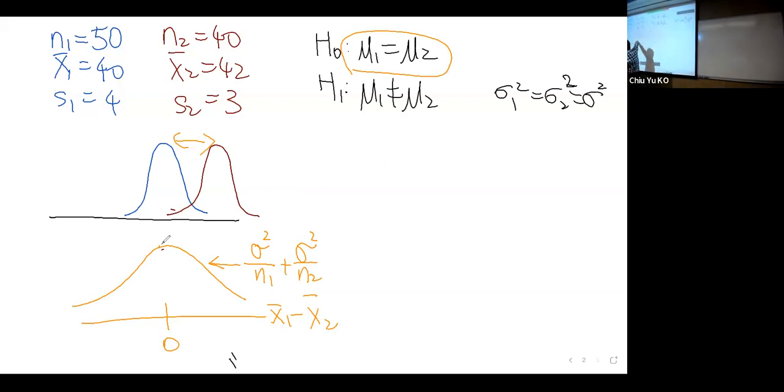Because the variance of the blue is sigma square over n1, and the red one will be sigma square over n2. So you combine them, just add them, the formula, right? Remember, for the difference, you take the difference of the means and the sum of the variances. Just add them up.